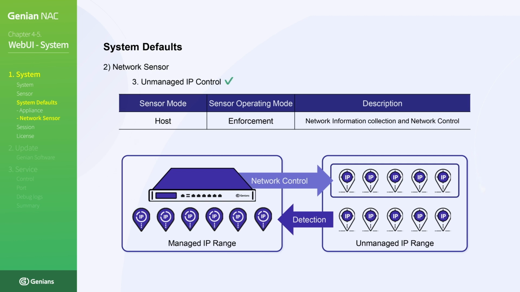The unmanaged IP control section allows the network sensor to detect packets originating from nodes using non-managed source IPs and take control actions in the unmanaged IP range. This feature operates only in host mode enforcement mode.